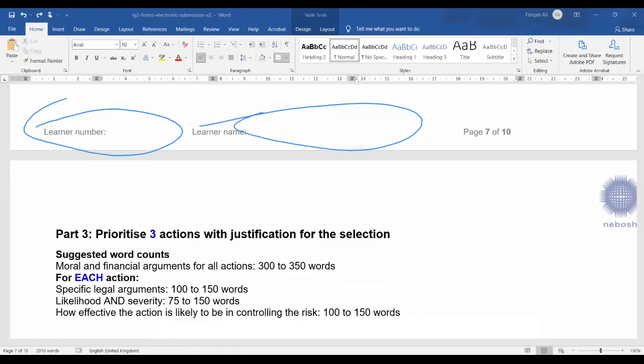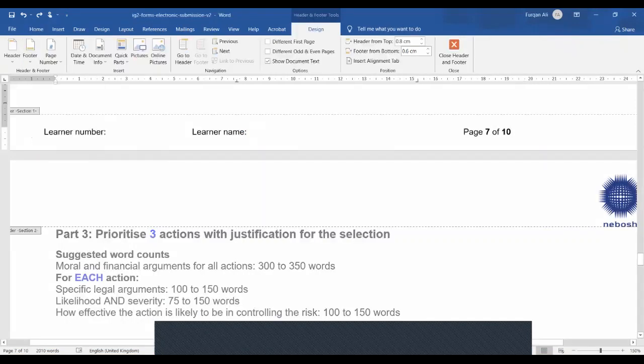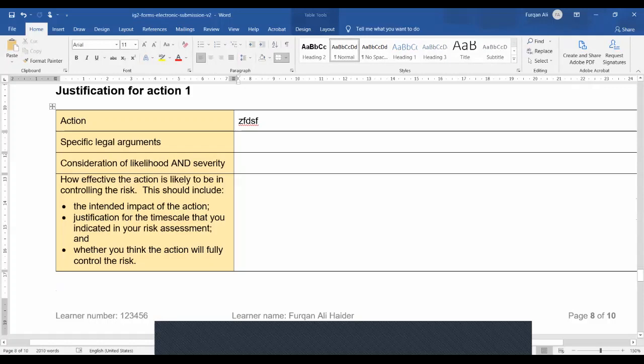How can you do that? Remember, this is in the footer. So you move your mouse here at the bottom next to learner number and you double click. Once you double click, it will take you to the footer. In the learner number, you can type your learner number 1, 2, 3, 4, 5, 6. And in the learner name, you can write your name as you have been given, Furqan Ali Haider. So this is how you can do it.